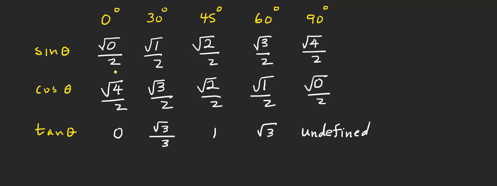Some of you might wonder, how do you find cosecant theta, secant theta, and cotangent theta? Remember, cosecant theta is just the reciprocal of sine theta, and secant theta is the reciprocal of cosine theta, and cotangent theta is the reciprocal of tangent theta.